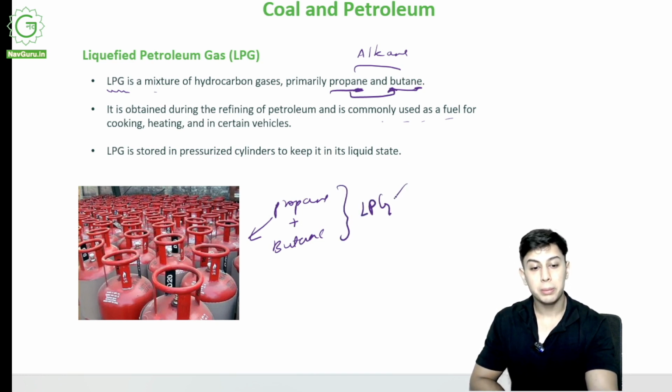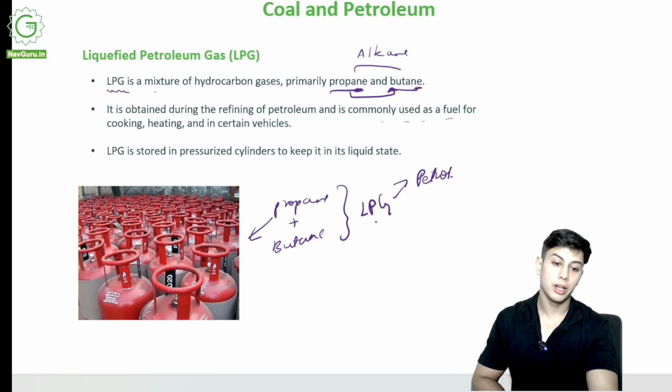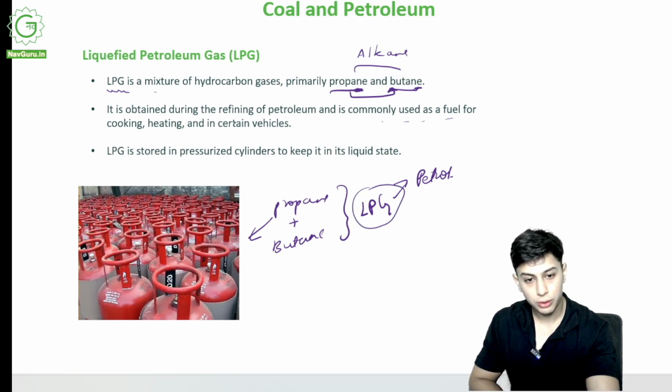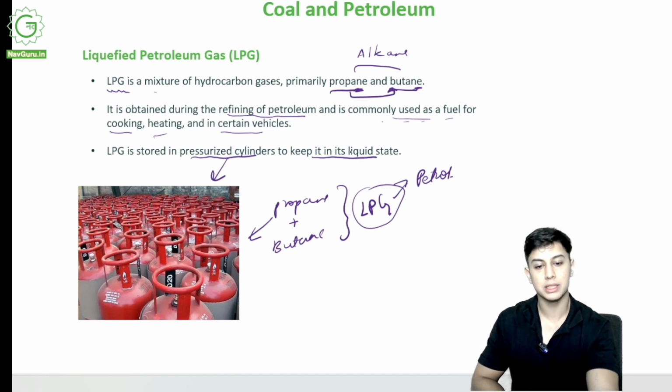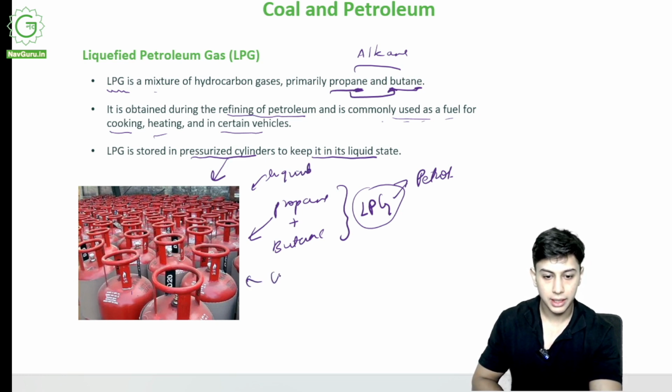LPG cylinders. LPG is obtained from petrol. Remember that refining I told you about, we also get LPG. It is obtained during refining of petroleum and is used for cooking. Where do you use this cylinder? For cooking in the kitchen, heating. And in certain vehicles LPG is also used. LPG is stored in pressurized cylinders to keep it in liquid state. There is liquid inside. It is a gas, but we put so much pressure on it that it becomes a liquid, and it is sold in these cylinders.